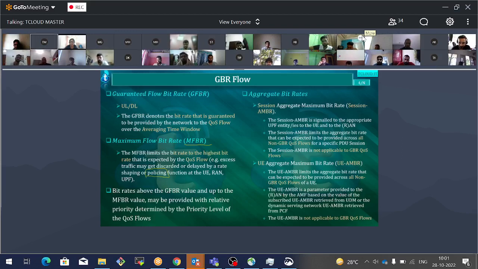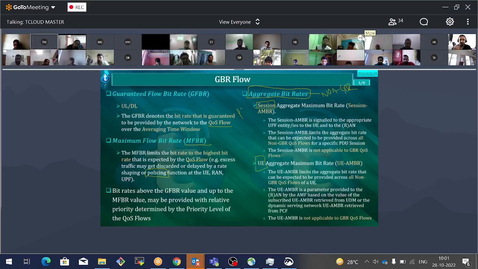Okay. Now these two parameters, GFBR and MFBR, are applicable per quality of service flow. So for which quality of service flow, what is the guaranteed bitrate, what is the maximum bitrate? But now we have a concept called aggregate bitrates. This is applicable for non-GBR flows. Aggregate is possible to be calculated at two levels: session level and UE level.